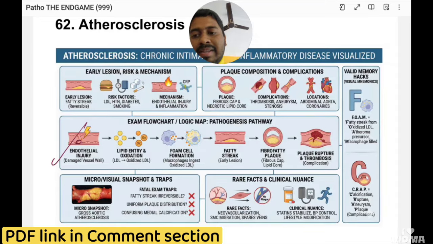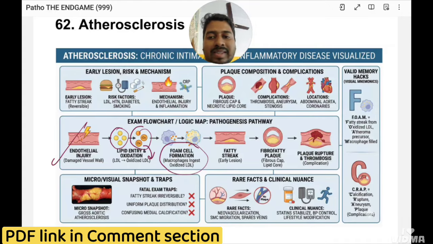Once the endothelium and basement membrane are damaged, only then will this LDL or oxidized LDL go inside and attract macrophages. There will be foam cell formation, because when these macrophages ingest the oxidized LDL, foam cells appear. Then the fatty streak occurs, and a fibrofatty plaque occurs. Something covers this, and the tunica intima gets narrowed. Then plaque rupture occurs, followed by thrombosis and other complications such as MI, if it is in the coronary arteries.